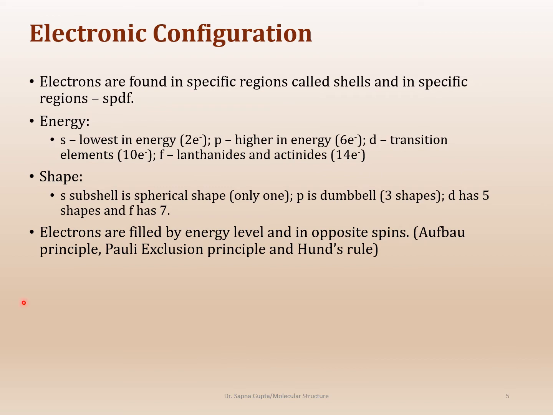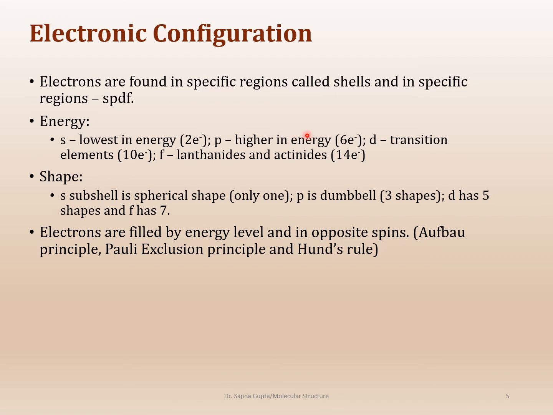Electronic configuration is how the electrons are found in the atom, which means what regions they are found in. So they are found in shells, and they're found in specific regions in those shells. The regions are called the SPDF, and you've done this again in Gen Chem 1. So just a little bit about this because we need to talk about this in organic just a little bit, okay? So S is the lowest energy, which can have 2 electrons. P is higher in energy than S and can have 6 electrons. D can have 10 electrons, and F can have 14 electrons. The S block is the first 2 groups in the periodic table.